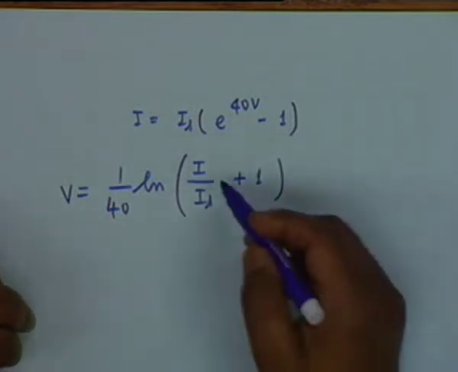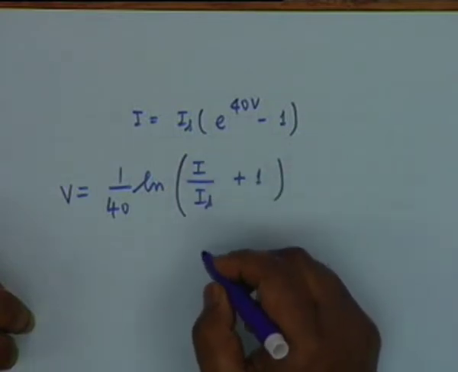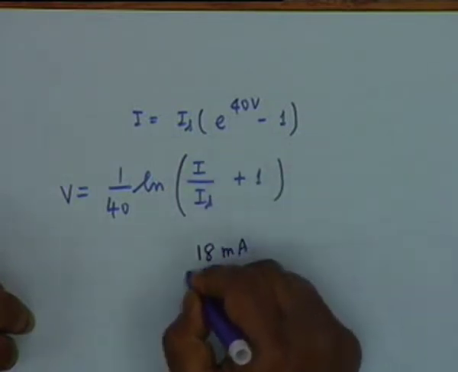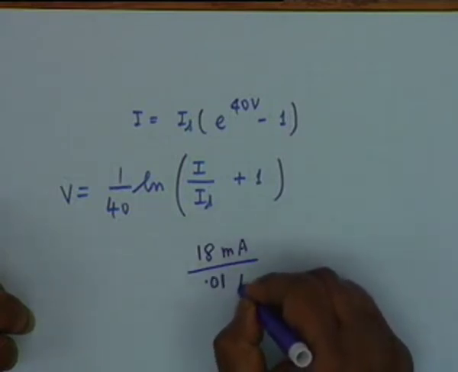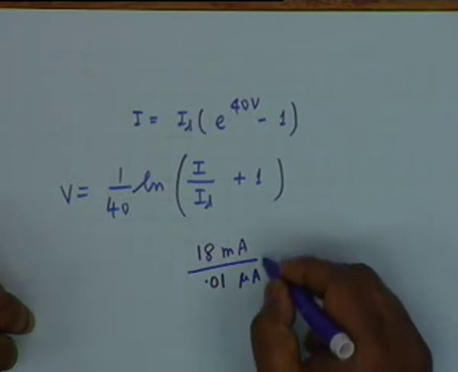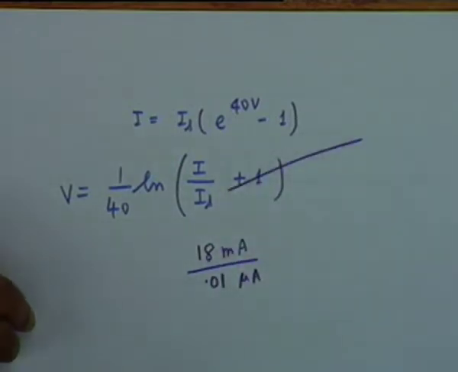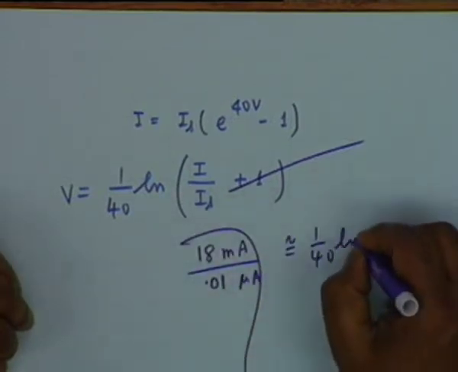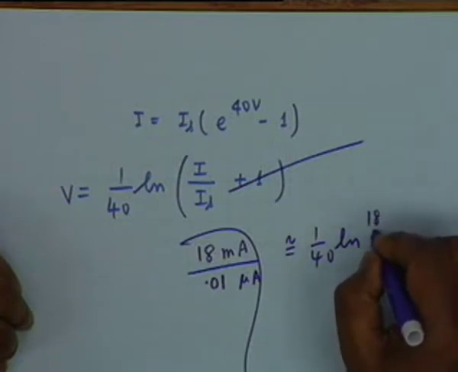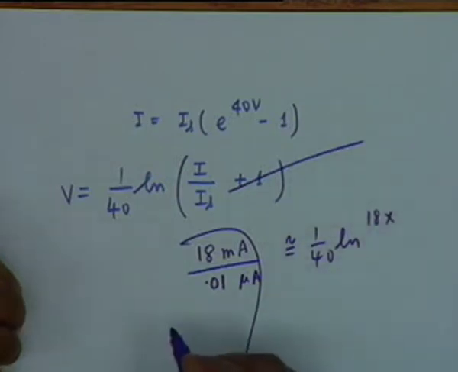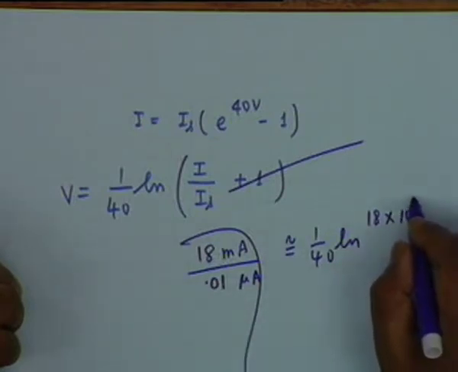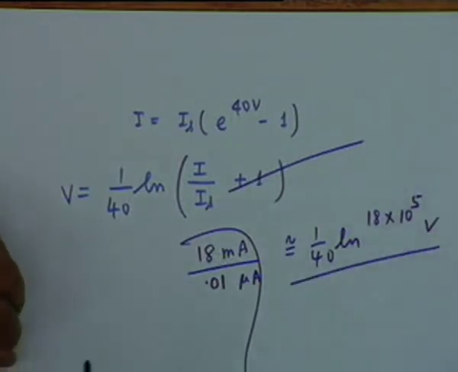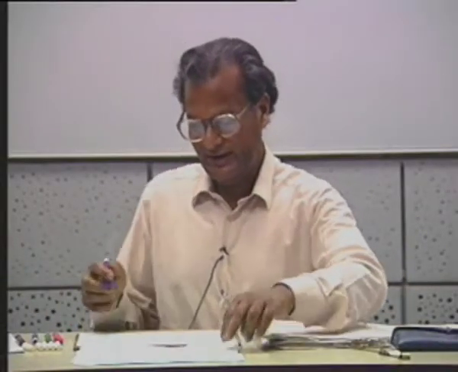If it is forward biased, then capital I shall be of the order of milliamperes. For example, here it is 18 milliampere and Is is 0.01 microampere, and therefore this quantity is very large compared to 1, and that can be ignored, and therefore this would be equal to 1 by 40 log of 18 times 10 raised to the 5. Okay, so many volts.